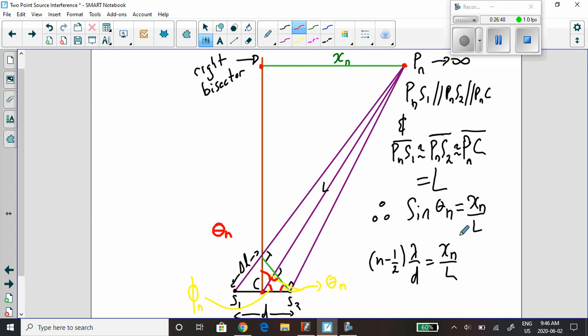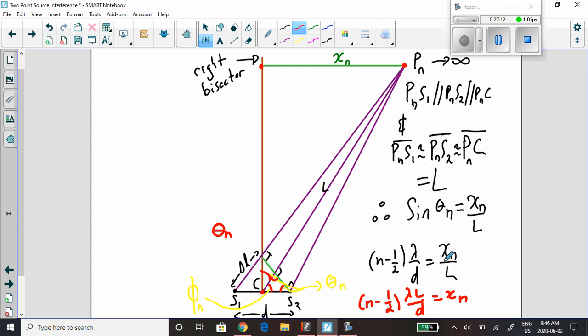So I can now rewrite the equation that I just had and replace sine theta n with xn over L. And I get (n minus a half) lambda over d is equal to xn over L. Or I can rewrite it and say (n minus a half) lambda L over d is equal to xn.